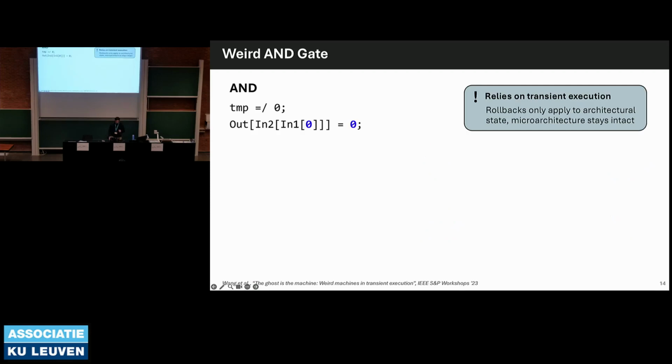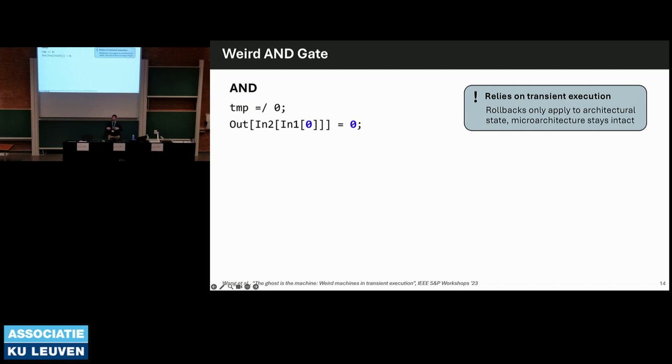Now let's look at our first gate, which is a weird AND gate. And you can see that in the first line there is a division by 0, which will cause an exception, but before the execution is transferred to the exception, the second line is already executed transiently. And what we try to do in this second line is we try to write a value to the output variable, but we first need to load the two input variables.